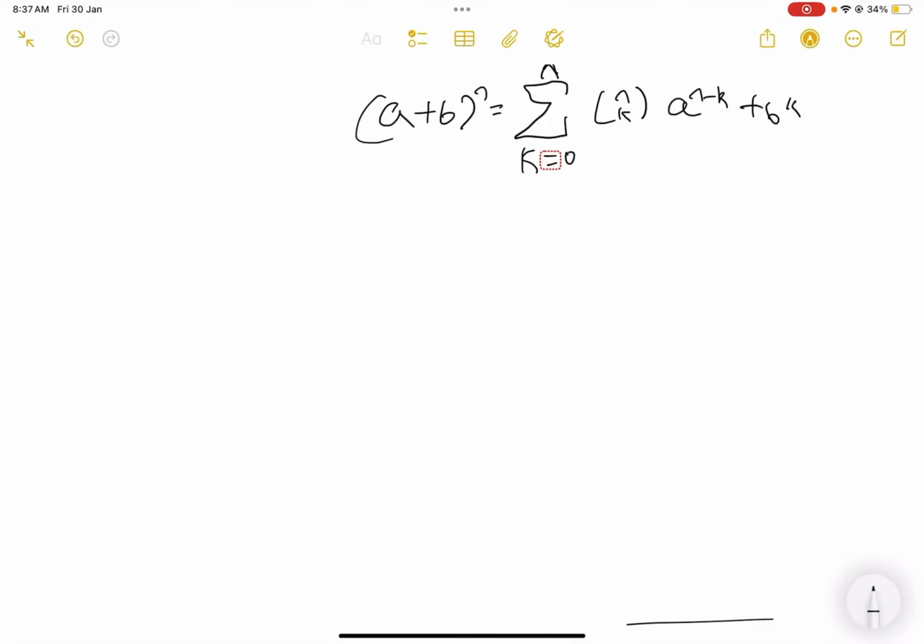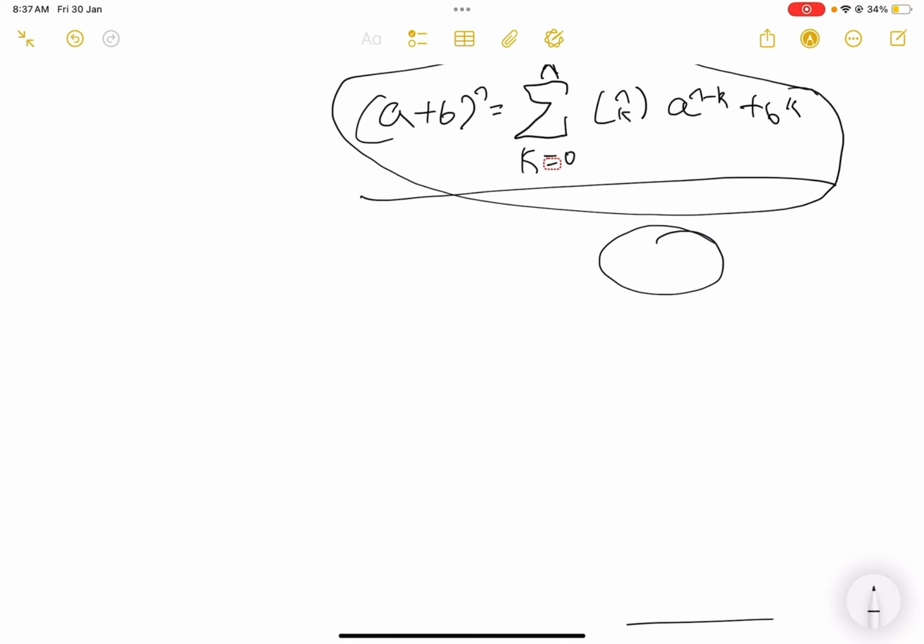In today's video, I'm going to be explaining the general binomial theorem. This basically says that (a + b)^n is equal to this function right here. I promise that I'll explain it to you very, very simply.